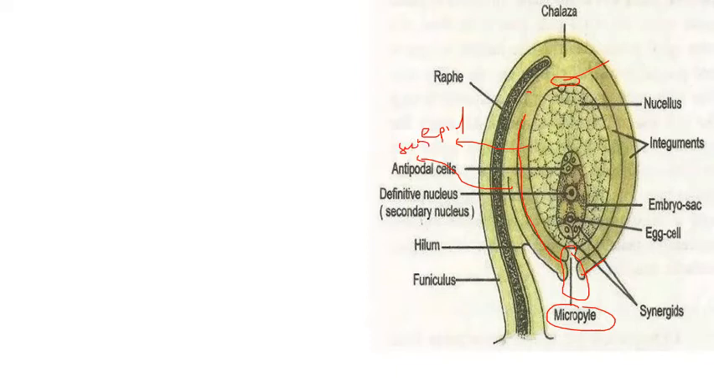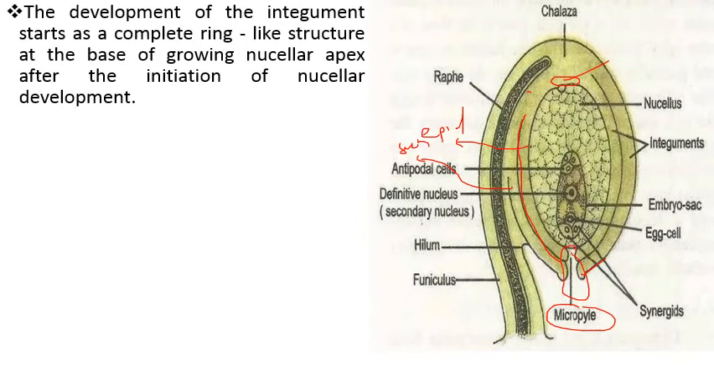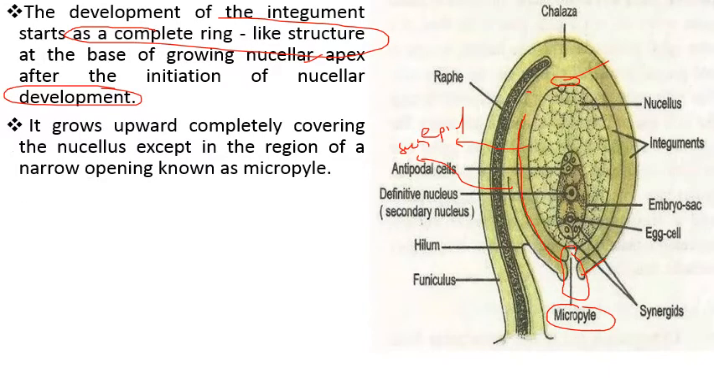In addition to this, the various curvatures of different ovules depend upon the differential growth in different regions of the ovule. So firstly, the development of integument starts as a complete ring-like structure at the base of the growing nucellar apex. After the initiation of nucellar development, it grows upward and completely covers the nucellus except in the region of a narrow opening, which is known as micropyle.